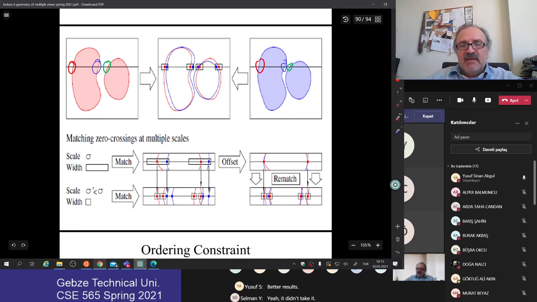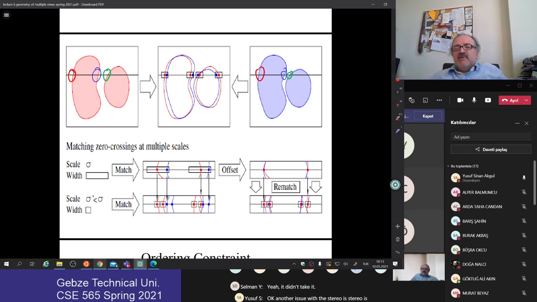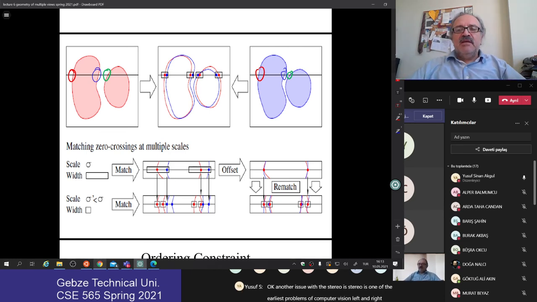Another issue with stereo is one of the earliest problems of computer vision. Left and right images and estimation of the depth. Starting from the 1960s in the computer vision world, people worked on the stereo problems a lot, and they are still working on it. And with the stereo problems, geometry is almost solved. Everybody looked at all the problems of geometry. There is nothing to be solved with the geometry.